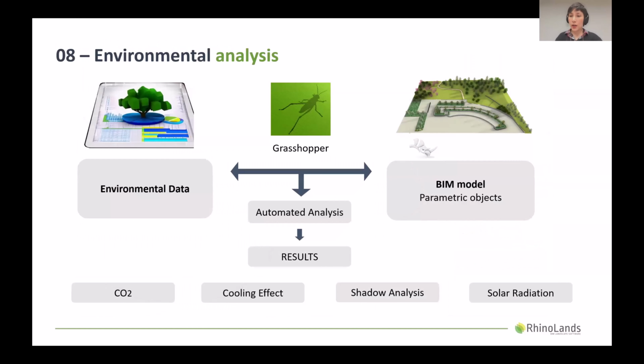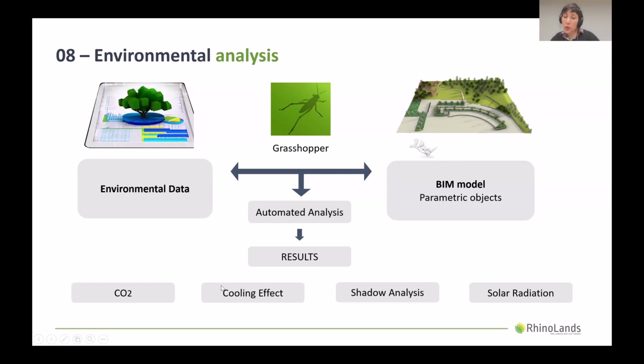Well, so another use of a connection to Grasshopper is that we can do environmental analysis. So we can link external data through Grasshopper to a BIM geometry and do different types of analysis. For example, we have published the calculation of carbon. So after designing this project, you can calculate how much carbon will get sequestrated by implementing this project in different periods of time, in 10 years, in 20 years, and so on.